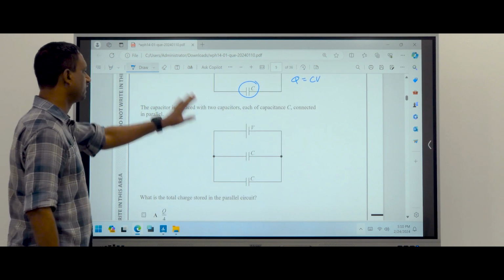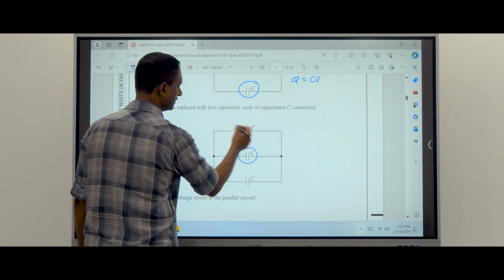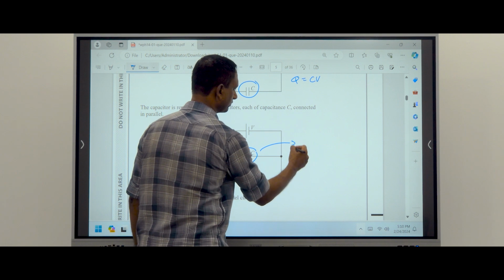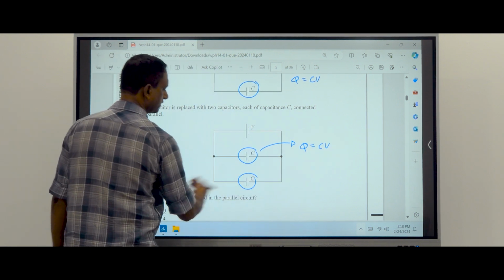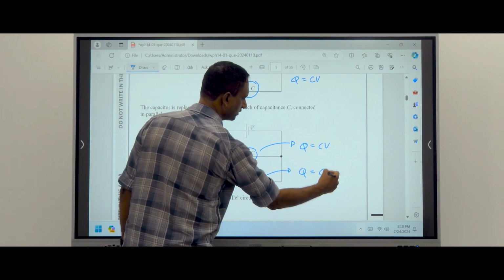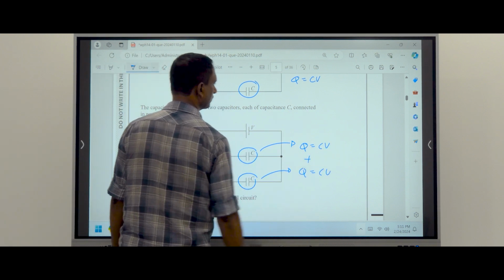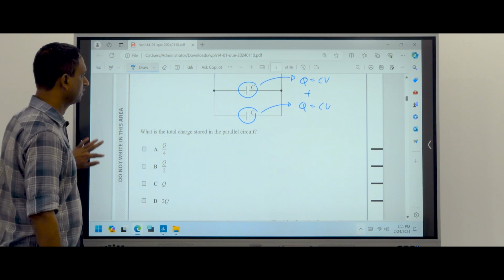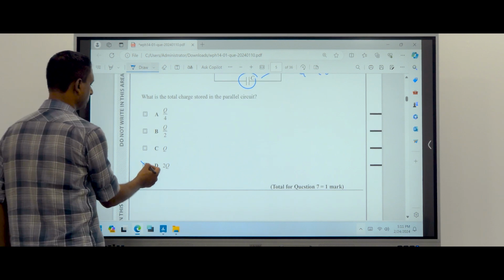When 2 capacitors are connected, here the voltage is V, the voltage is the same. Then Q equals CV here. Another capacitor, the same voltage, then the charge is Q equals CV. Then the total charge would be the sum of these two. So you have to get the double of that.